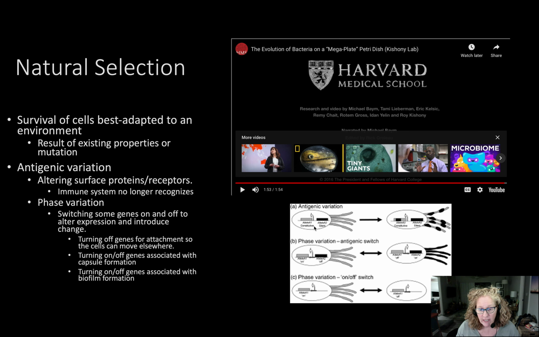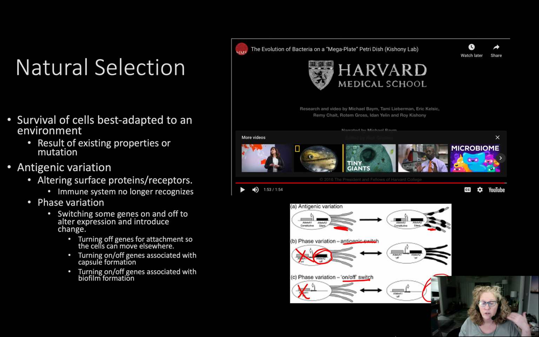In antigenic variation here, I'm going to take these gray colored flagella and change them to gray and black flagella. In phase variation, I have a genetic switch, and I'm just going to turn off the gene for gray and only express the gene for the black ones. So now the flagella are entirely black. In a phase variation on-off switch, I'm just not going to produce any of the flagella, and so now I have no flagella.